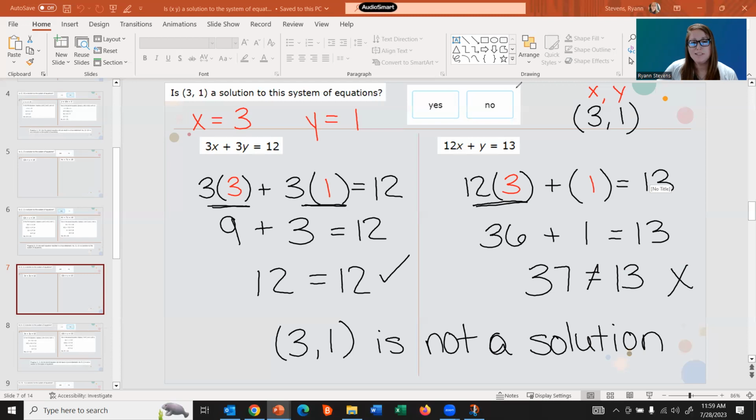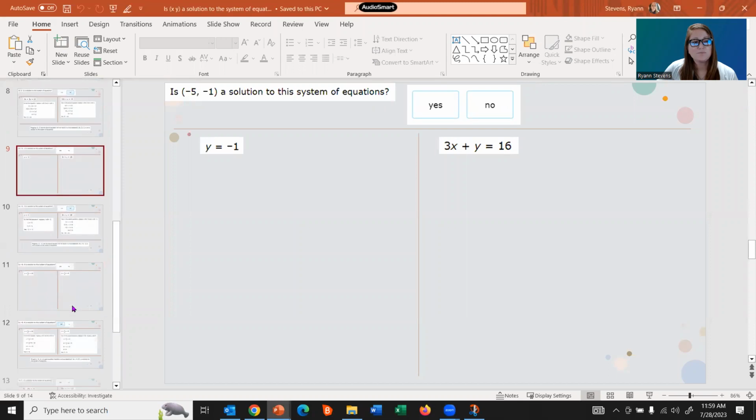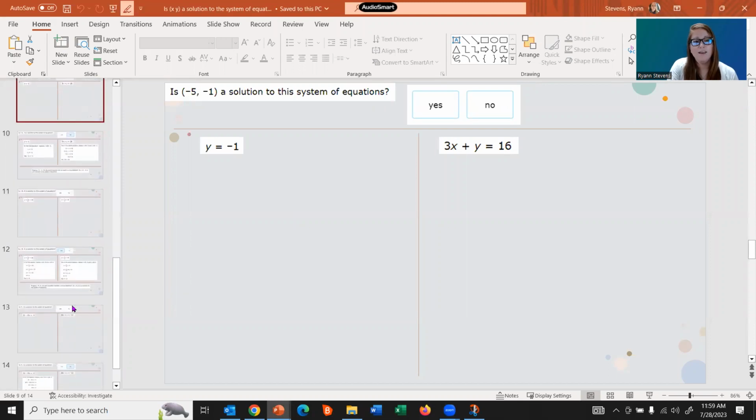We'll try a couple more examples. So moving on to the next example here, we have: is (-5, -1) a solution to the system of equations? So we've got our ordered pair of -5 and -1, and it's never going to change how the ordered pairs are written. It's always going to be x and then your y. And so anywhere we have the variable x, we're going to plug in a -5, and anywhere we have the variable y, we're going to plug in a -1.